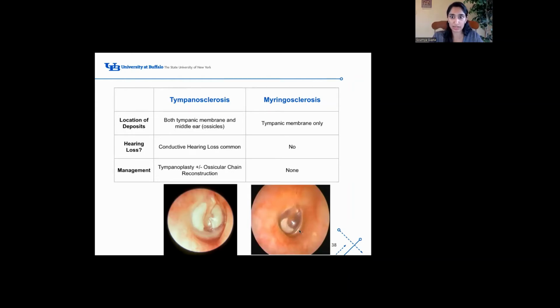Sometimes it's more limited in meringosclerosis, but you also want to do an audiogram to see if there's conductive hearing loss. It's pretty common to have hearing loss in tympanosclerosis, whereas without ossicle involvement in meringosclerosis, you don't have hearing loss. So you don't have to do anything in terms of management. For tympanosclerosis, though, if there is pretty severe hearing loss, then you would want to do a tympanoplasty with or without ossicular chain reconstruction, and this can completely reverse the hearing loss because it is conductive.